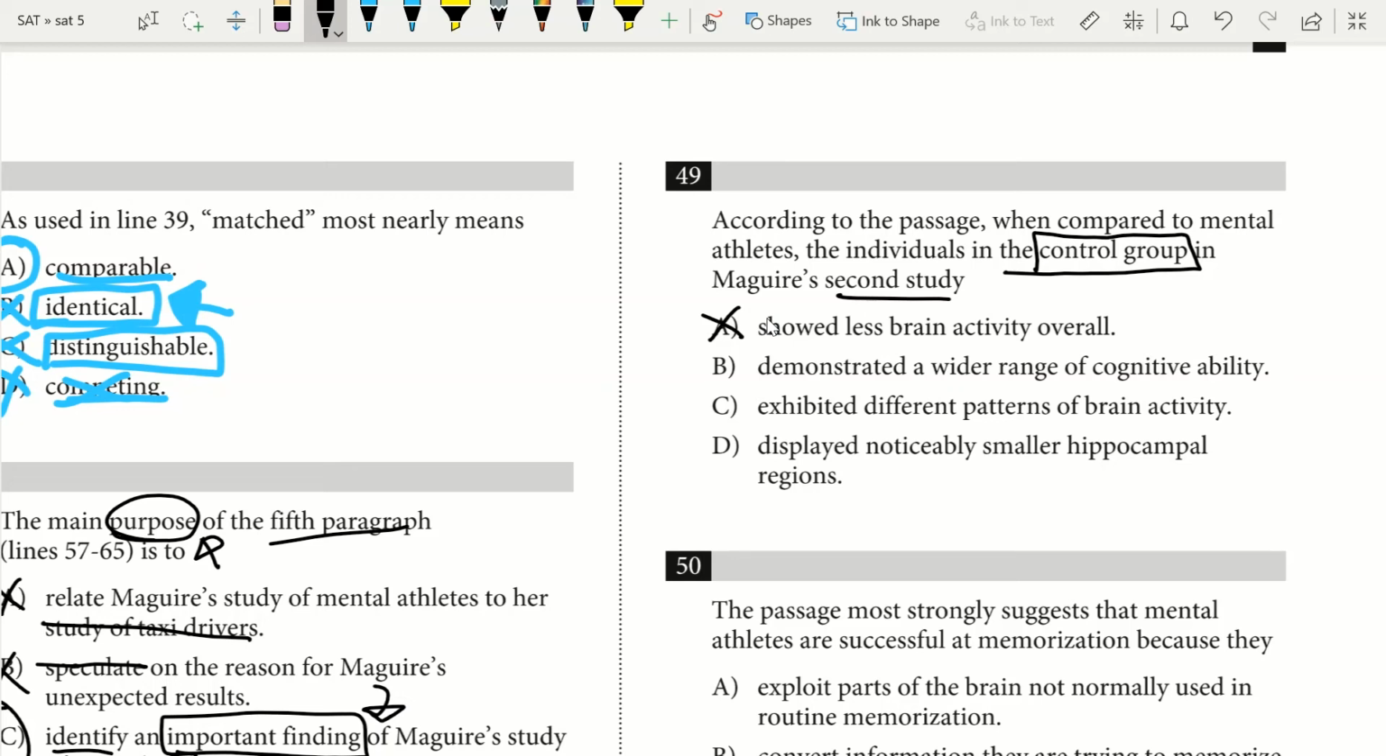As far as B, demonstrate a wider range of cognitive ability. No, okay? They're just exhibiting different patterns of brain activity. That's correct. Right, they're using different parts of their brain. So 49, answer there is going to be C. They're using different parts of their brain than those mental athletes are. D, displayed noticeably smaller hippocampal regions. No, okay, that's a structural difference. We know that they used their hippocampal regions less, but they were not smaller, okay?